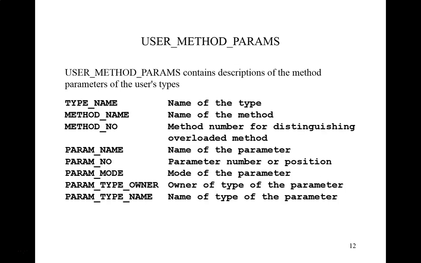A little bit more of the metadata. User method params. This contains descriptions of the method parameters for the user types. So here we're showing the name of the type, the name of the method. We're also showing the name of the parameter, the number. This is important for positional notation. The parameter mode, in or in out, for example. Then we also have the parameter type name and the owner of that type. Param type owner is meaningful if param type name is an object type or user-defined type.